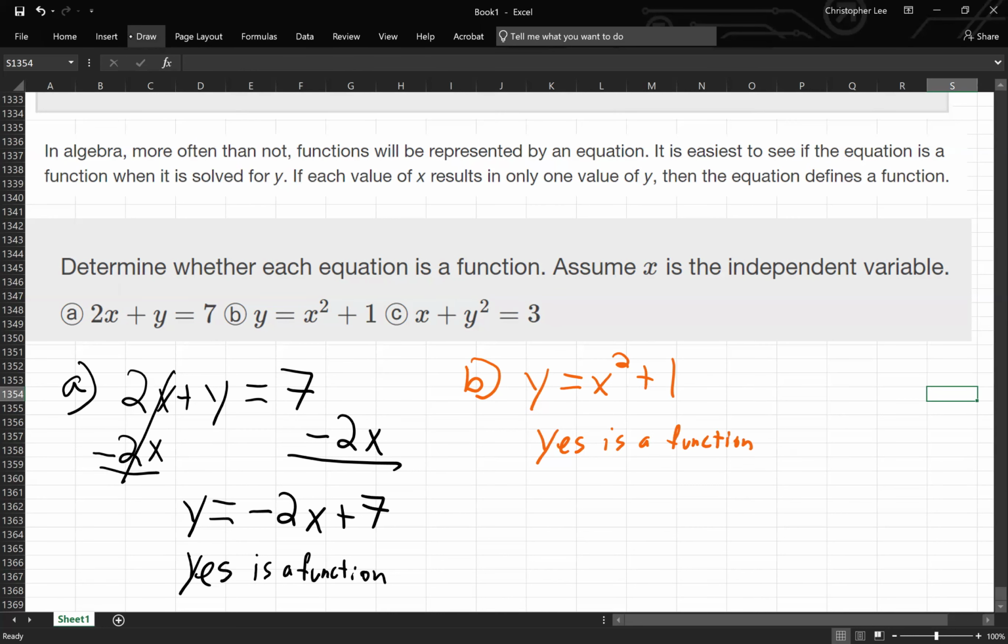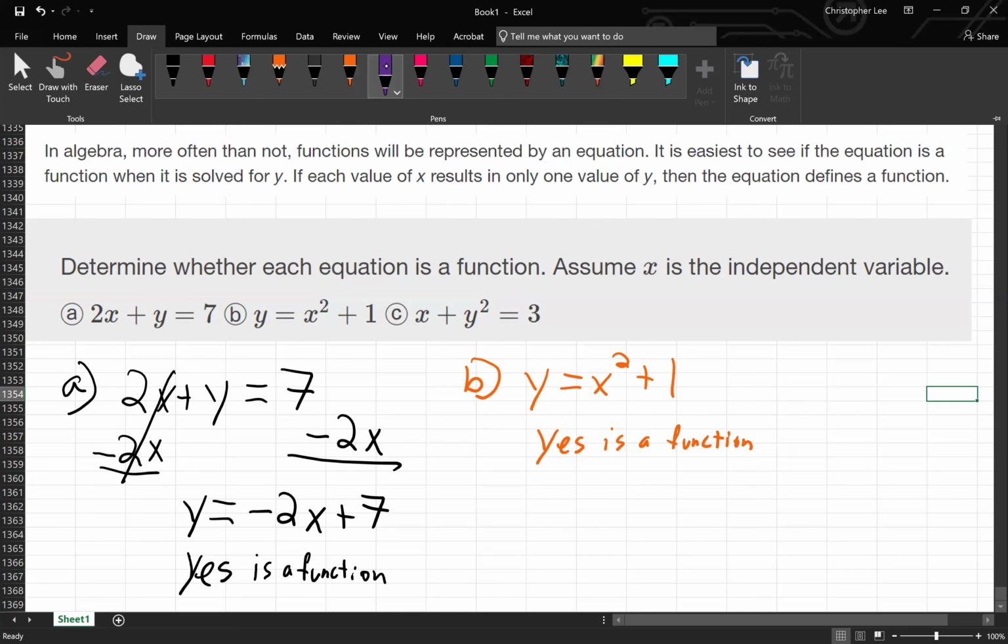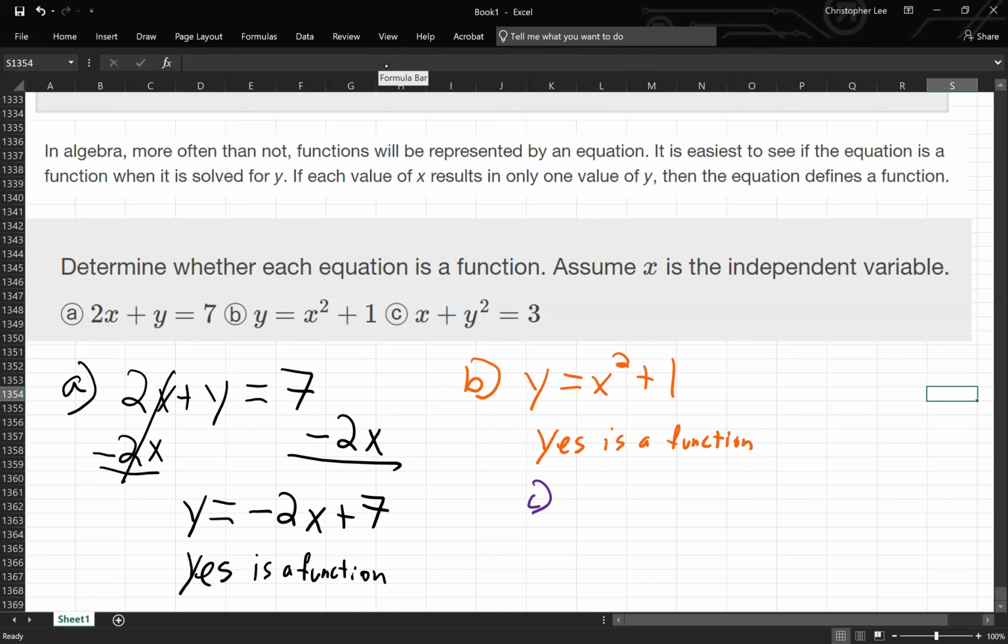Let's talk about C. Let's do purple. I have x plus y squared is equal to 3. Can I solve for y here? All right, let's solve for y. Tell me what to do. Very good, you're going to subtract x from both sides. So now I have y squared is equal to negative x plus 3. What do I do after that? I have to get rid of the square.